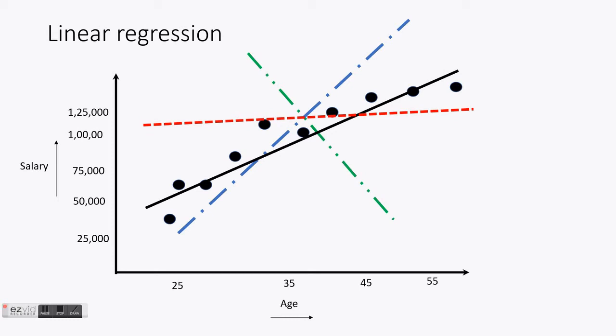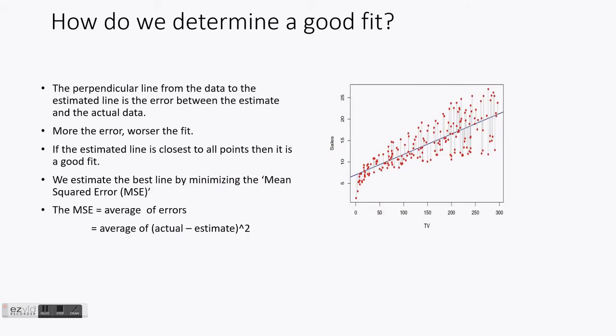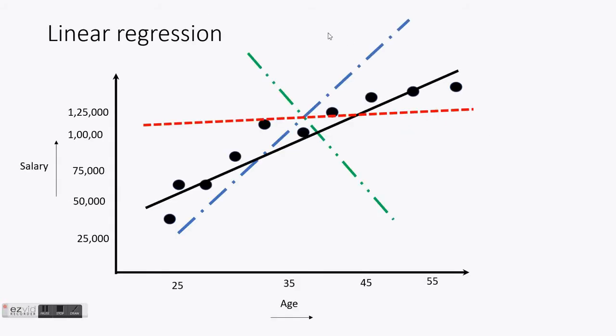But what are we actually doing when we draw different lines to these data sets? What we are trying to do is find which line gives us the best fit. And how do we go about that? Is there a mathematical way where we can identify which is the best line that fits this?